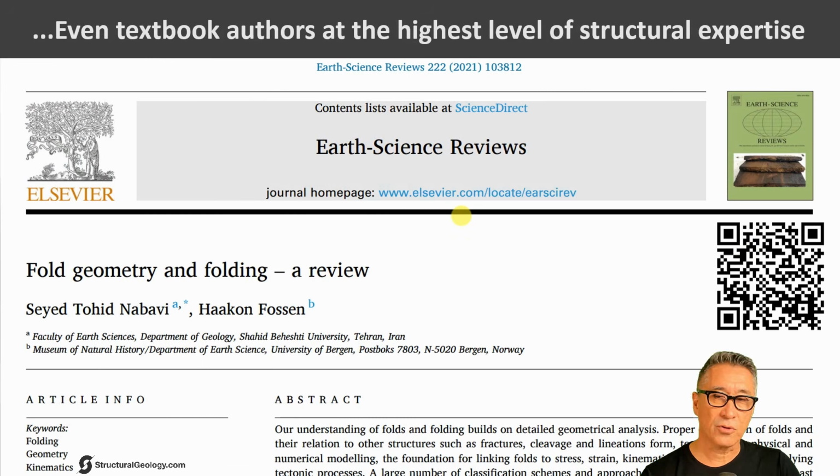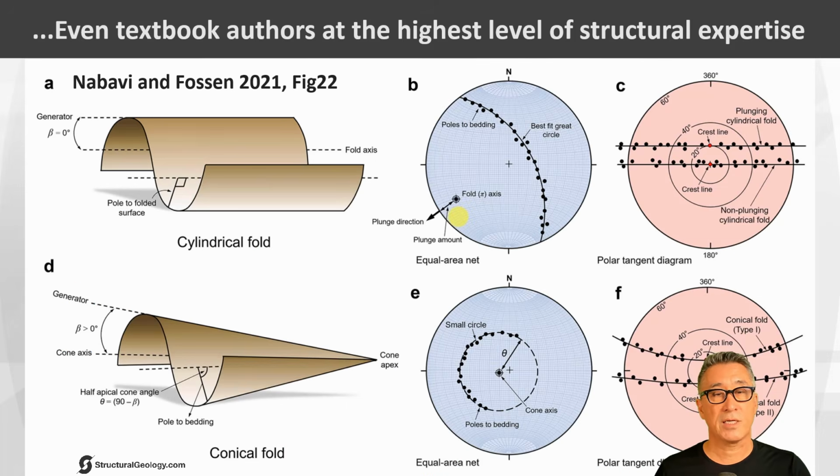I mentioned before that one author was none of those people, because I could see that in one of his textbooks, published in 2010. Now, recently, two authors have published two excellent review papers, and this is the earlier one, published in 2021. Really brilliant. It is a textbook. You should get a copy of it. Everyone should have a copy. It's a brilliant review. But in their figure 22, they show this.